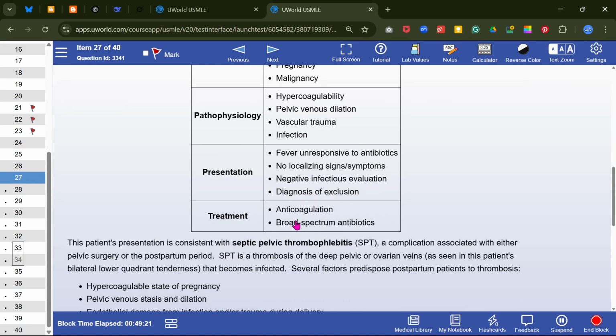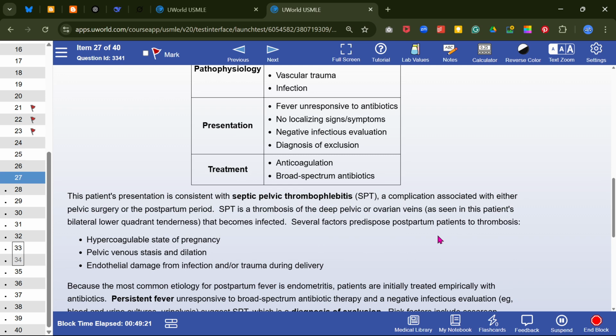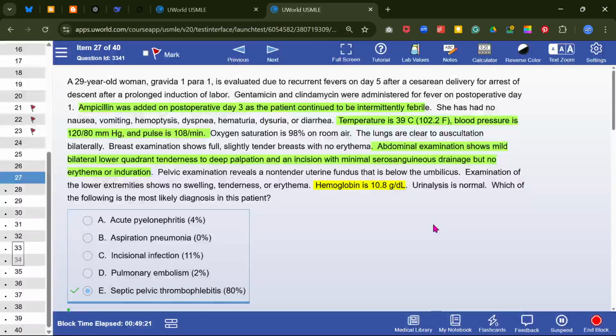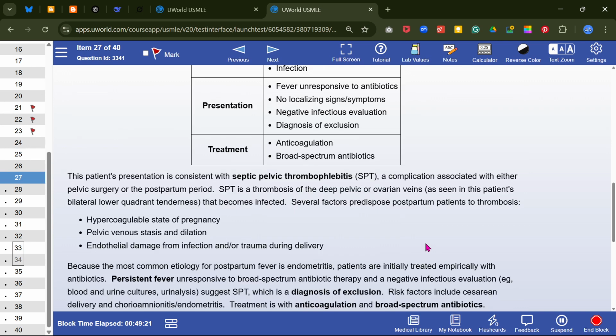Septic pelvic thrombophlebitis. This patient's presentation is consistent with septic pelvic thrombophlebitis, a complication with either pelvic surgery or the postpartum period. SPT is a thrombosis of the deep pelvic or ovarian veins, as seen in this patient's bilateral lower quadrant tenderness, that becomes infected.